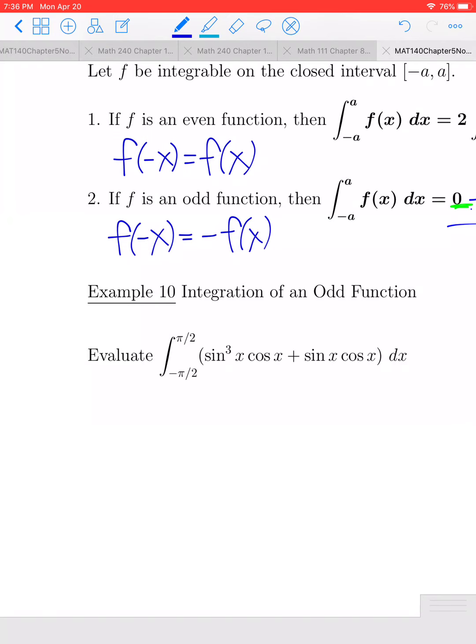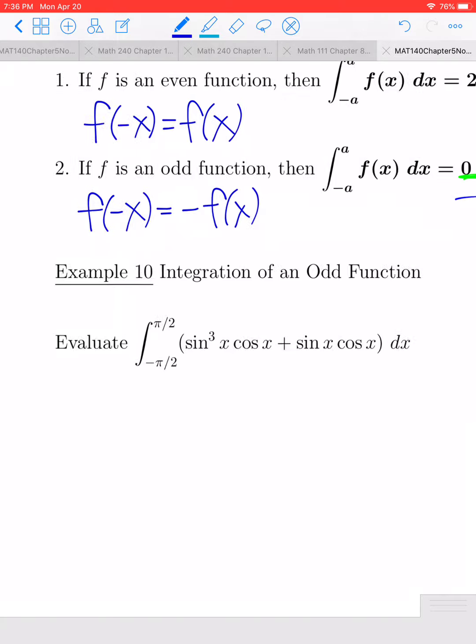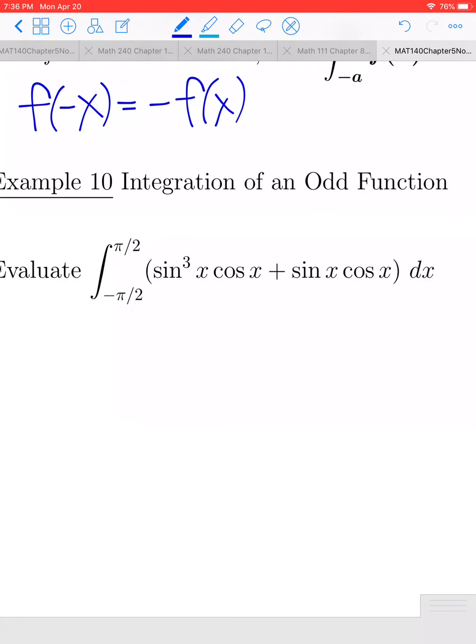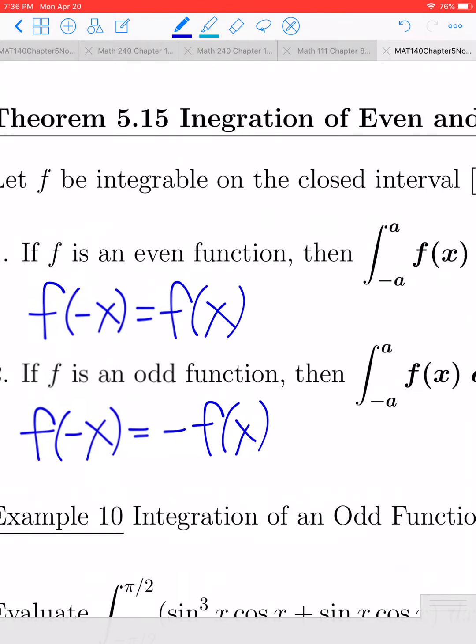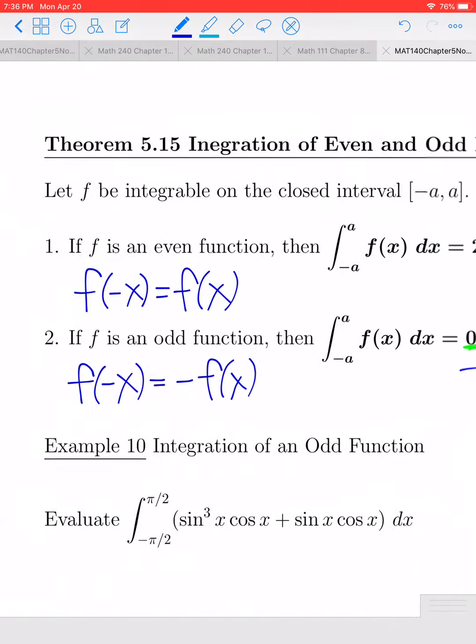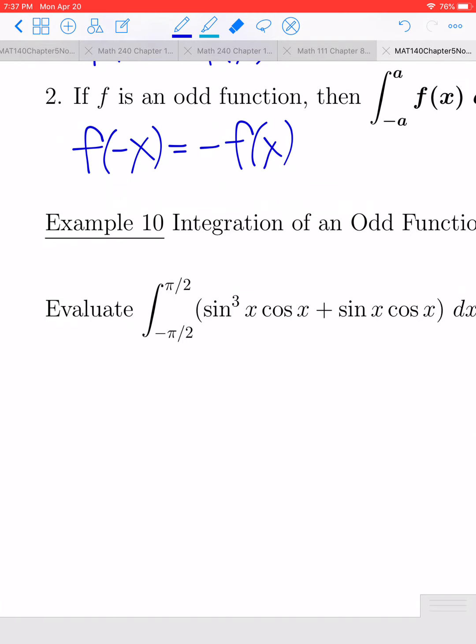Which brings us to example 10, integration of an odd function. If we want to evaluate the definite integral from negative pi over 2 to pi over 2 of sine cubed x cosine x plus sine x cosine x dx, this is one that we could certainly do by splitting it apart, doing two pieces and doing a u substitution. However, the thing that would make you want to pause for a moment and look at theorem 5.15 is the fact that this integration is on a symmetric interval.